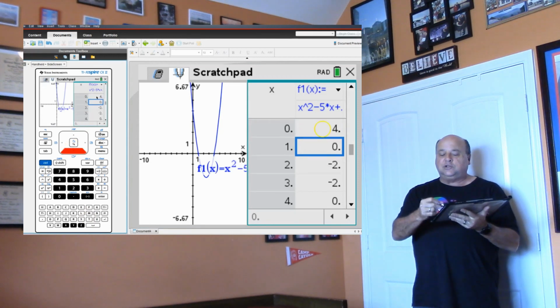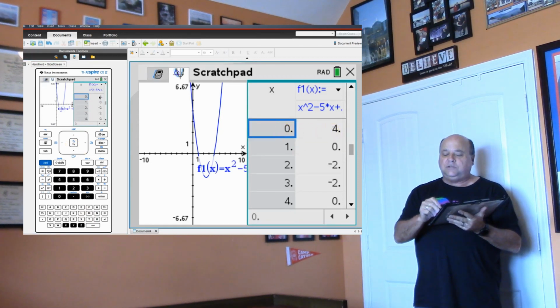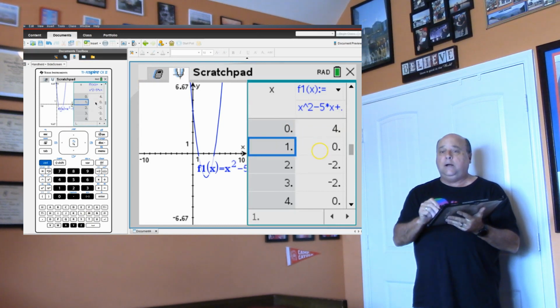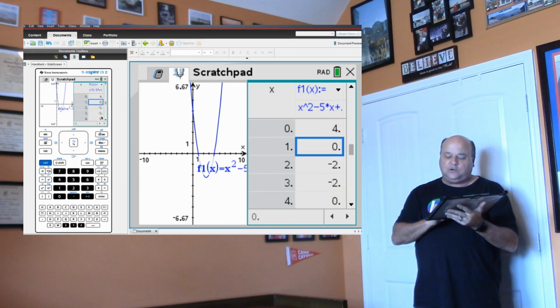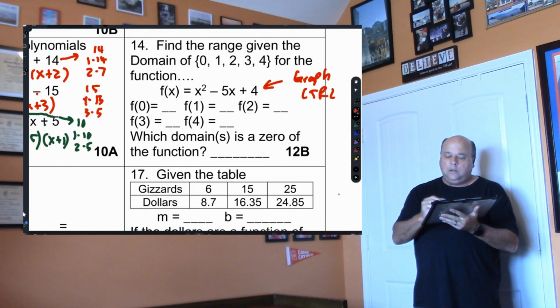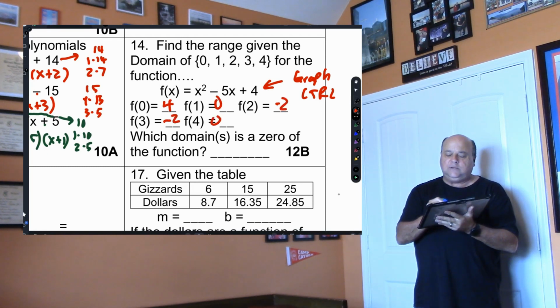So notice my answers are right here on the left. If I input 0, I get 4. If I input 1, I get 0. These are my inputs. These are my outputs. So 4, 0, -2, -2, and 0.